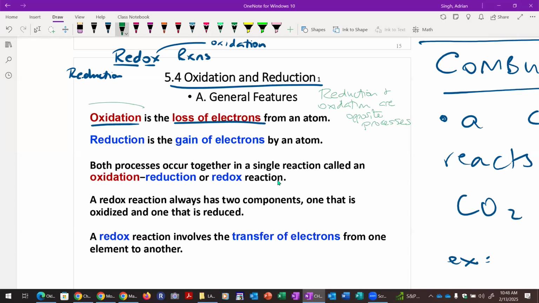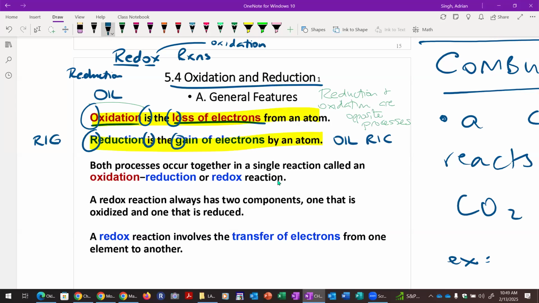So if oxidation is the loss of electrons, that means reduction then has to be the opposite of losing, which is gaining electrons. Sometimes you'll see this abbreviated as OIL RIG. So OIL: oxidation is the loss of electrons. And then RIG: reduction is the gain of electrons. OIL RIG is a common mnemonic that is used to help us remember what this involves.